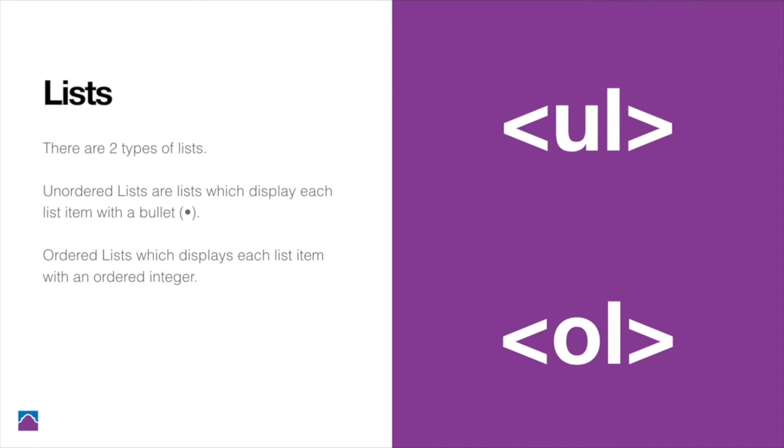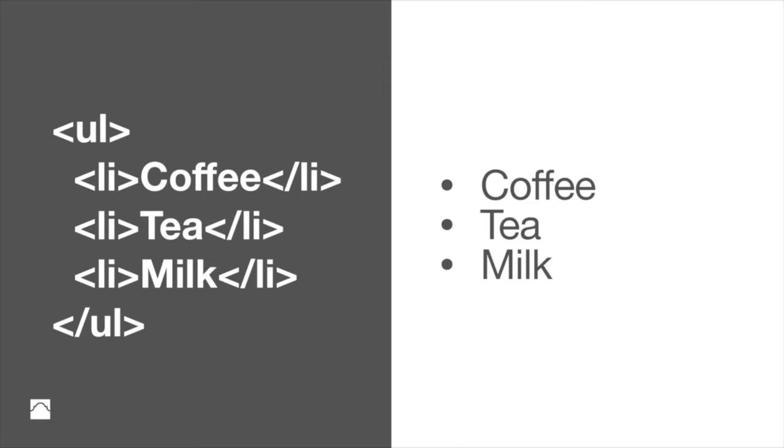Then you have lists. So there's two types of lists. There's an unordered list, which displays each list item with a bullet, and then an ordered list, which displays each list item with an ordered integer. So if we were to create an unordered list, you would see that. You have a UL tag, which is unordered list, and then you have LI, which is just your list item.